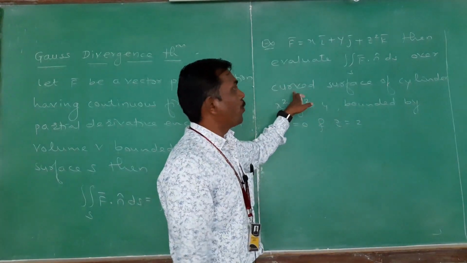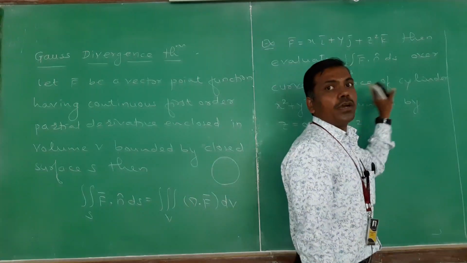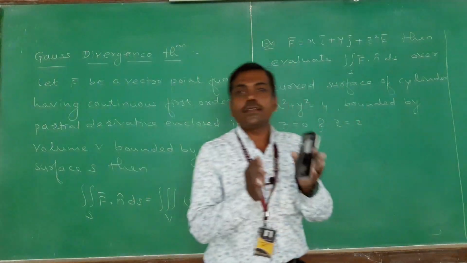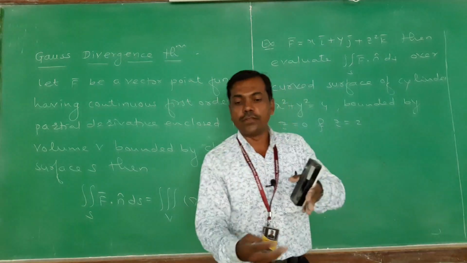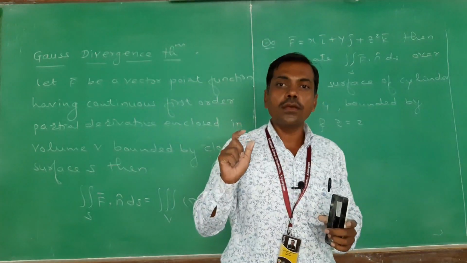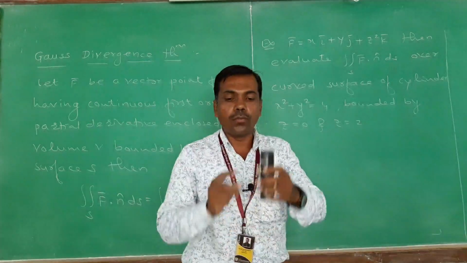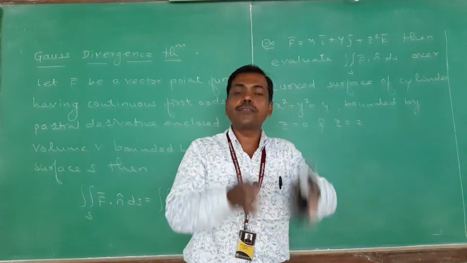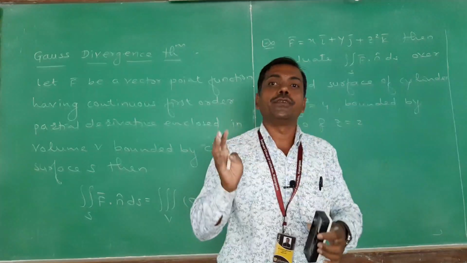This is very important here. It is the curved surface of a cylinder, not sphere. Just like take the example of a bottle. Curved surface is there and 2 circles, circle at the bottom and circle at the top. So the circle at the top, circle at the bottom and curved surface. Over that curved surface we have to find it. But the volume is bounded by 3 surfaces.